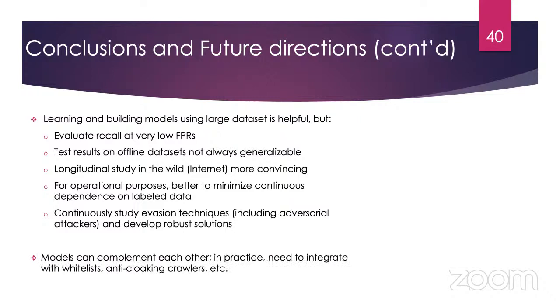Finally, as I mentioned previously, models can really complement each other, so we don't have to see these solutions in isolation. We can build a pipeline of solutions, and in practice, in fact, you really need to integrate with a whitelist to make sure you're not blocking some of the most common websites, and if you're using crawlers, then you implement anti-cloaking crawlers and so on. So solutions need to come together for a system that can be effective in detecting phishing.